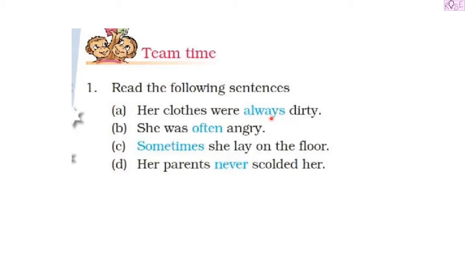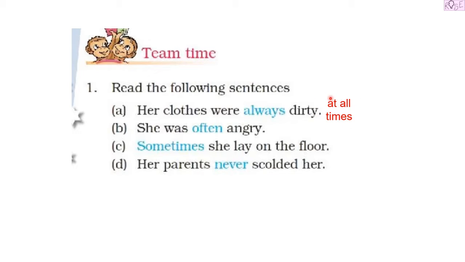Her clothes were always dirty. The second sentence is she was often angry. Sometimes she lay on the floor and at last her parents never scolded her. So in the first sentence, always has been highlighted. Her clothes were always dirty. So always has been highlighted, and always means at all times.